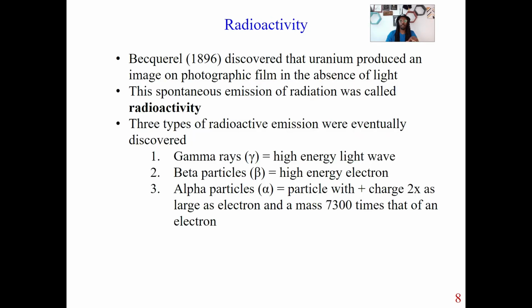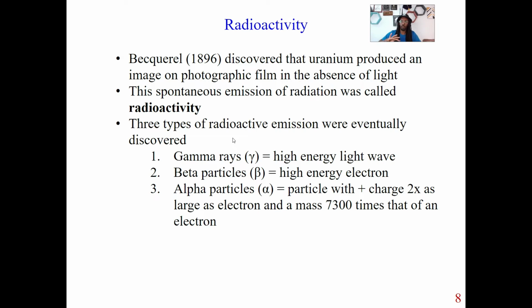Before we get there, let's talk about a couple of different things. Let's talk about radioactivity before we talk about the experiment. So basically in 1896, he discovered that uranium produced an image on a photographic film in the absence of light. During this process, he found out that this spontaneous emission of radiation was called radioactivity.